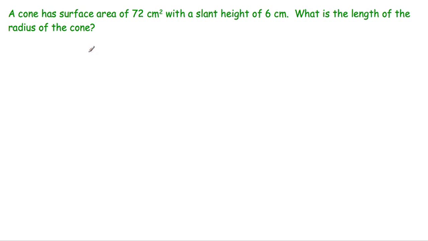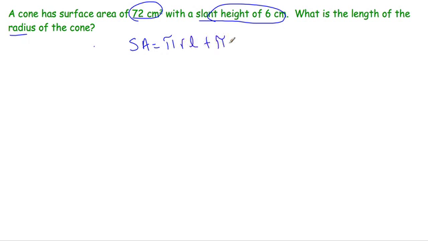A cone has a surface area of 72 centimeters squared, slant height 6 centimeters. What's the radius? So let's see. Surface area equals the lateral area, pi RL, plus the area of the base, pi r squared. Let's plug in what we know. Surface area, 72. Pi. Do I know the radius? No. Do I know the slant height? Yes.